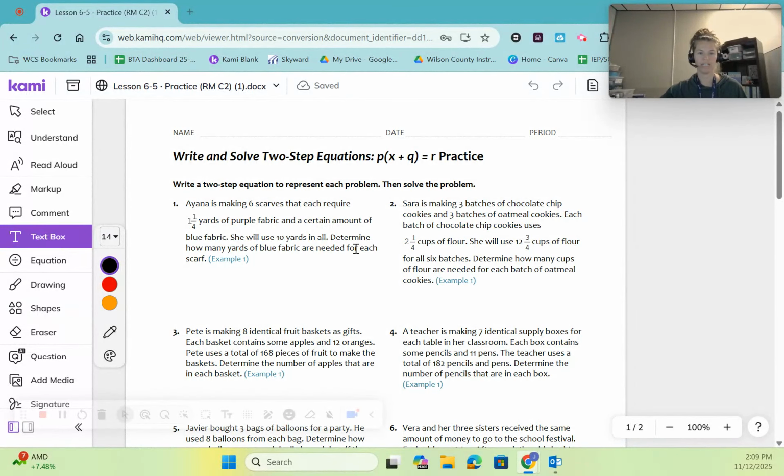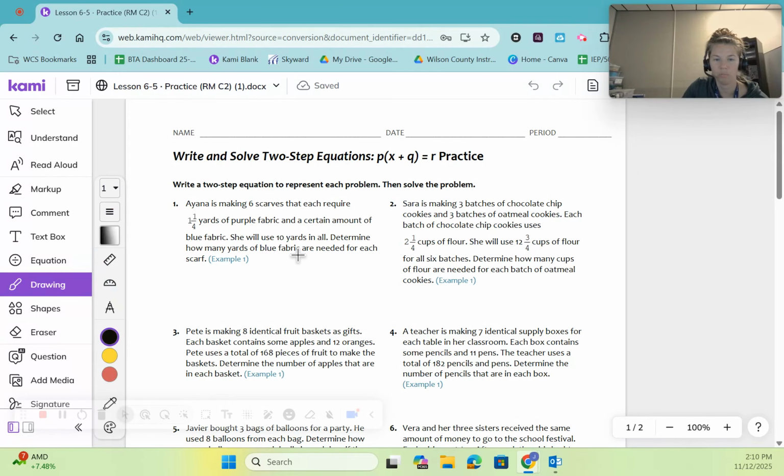Today we are writing and solving two-step equations in distributive property form. Okay, so let's take a look at some of these here. Anaya is making 6 scarves that require 1¼ yards of purple fabric and a certain amount of blue fabric. She will use 10 yards in all. Determine how many yards of blue fabric are needed for each scarf.